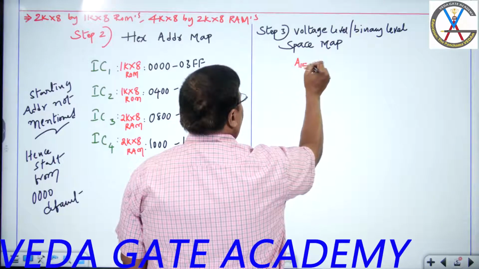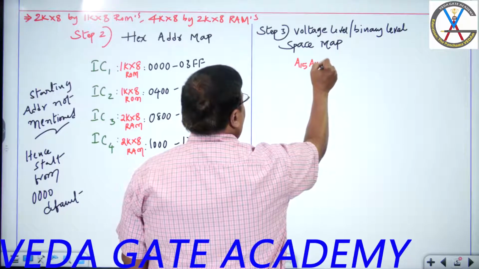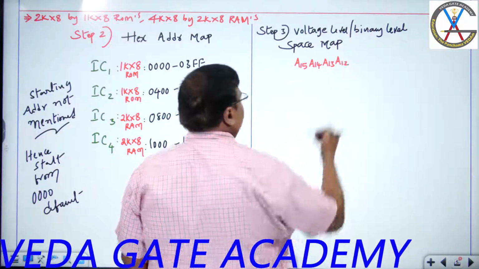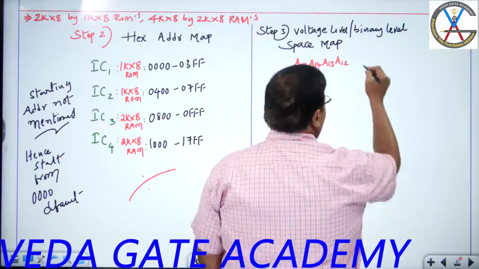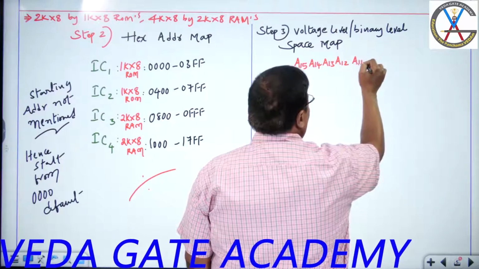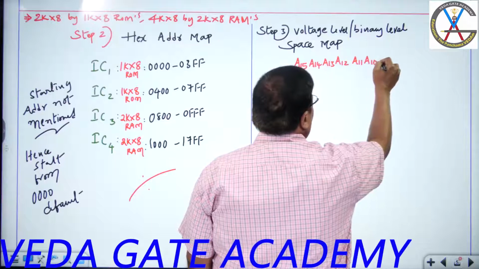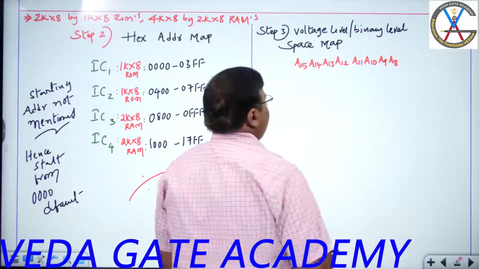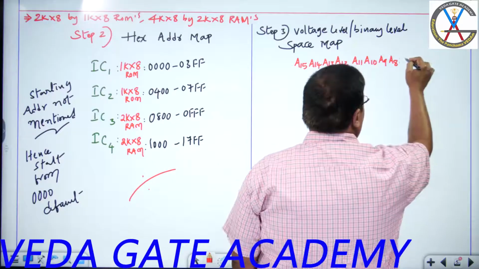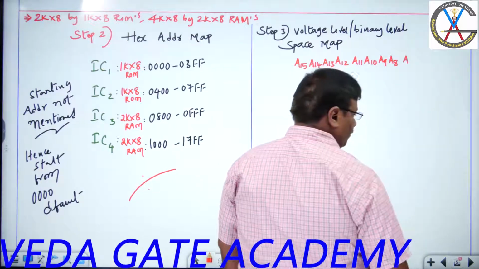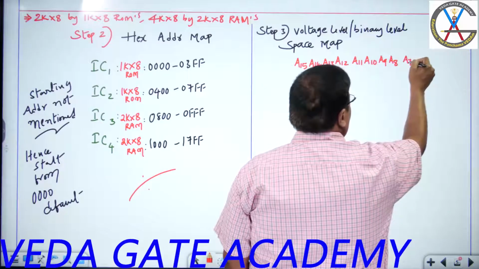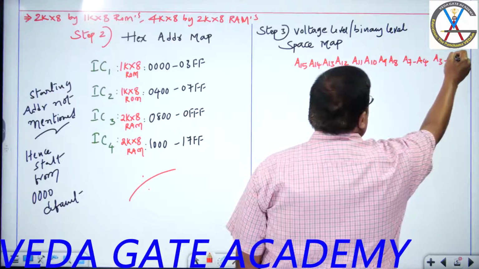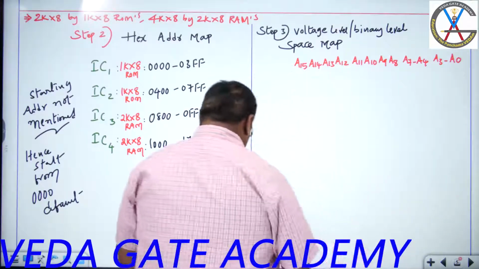A0 to A15, A15, A14, A13, A12. Consequent 11, 10, 9, 8. Next we have 0, 1, 2, 3, 4, 5, 6, 7. So A4 to A7. A0 to A3. Hexadecimal map.